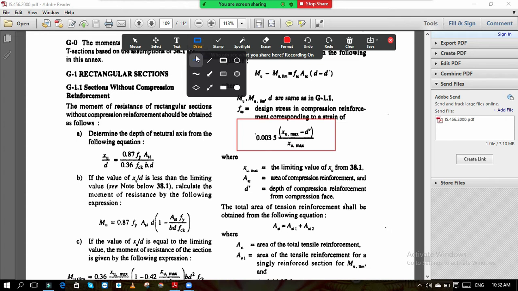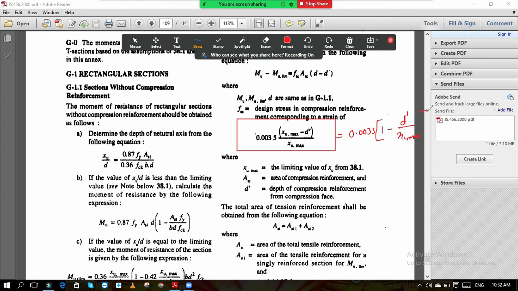If you simplify this formula, 0.0035 stays as it is. Here we have (xu max minus d dash) divided by xu max, so divide by xu max to each term. In the bracket what will you get? xu max divided by xu max is 1, minus d dash upon xu max. Here also you will get the same formula.